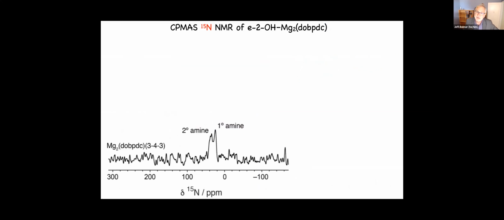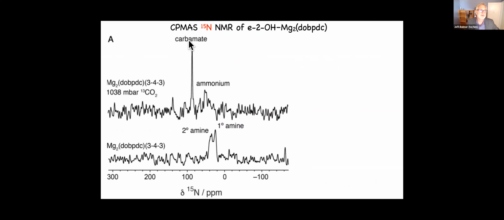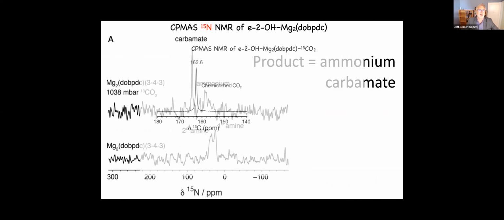The N15 magic angle spinning NMR tells us that before CO2 adsorption, we can see the primary and secondary amine sites. And after adsorption, we see the carbamate and the ammonium. And I know what you're thinking. No, nobody would publish this kind of signal and noise, but the answer is we've done hundreds of these measurements, and we know with high confidence the ammonium and carbamate shifts for these materials. So the product is ammonium carbamate.